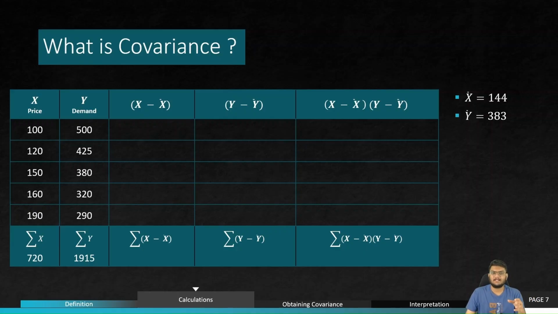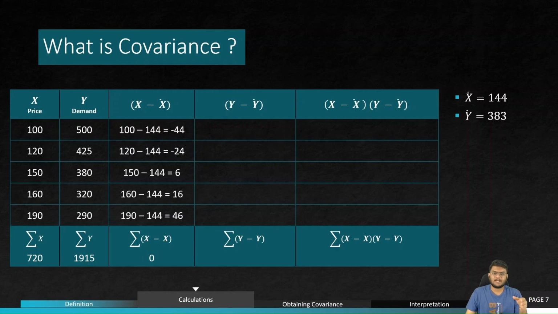So for x, it is 100 minus 144, that is minus 44. 120 minus 144, that is minus 24. And likewise for all the observations of variable x. The total of x minus x bar will always be 0. In some very rare cases, it may not be 0, but most of the time it will be 0. And it will be very helpful to identify whether our calculation is right or wrong. So here it is 0, so it is correct.